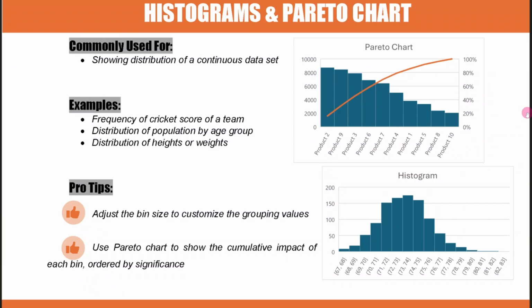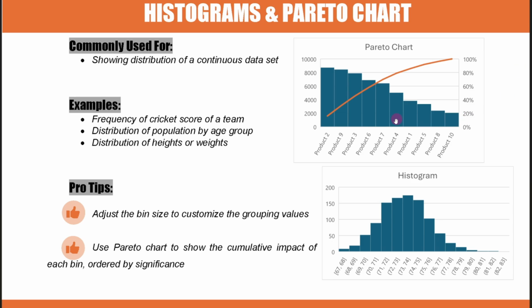In this lecture, we are going to learn about the Pareto chart and histogram chart in Excel. Both the histogram and Pareto charts are very similar when it comes to their application. That is, they are commonly used for showing the distribution of a continuous data set. It helps you look at how your data is spread out. A few examples are the frequency of cricket scores of the Indian team, distribution of population by age group, distribution of heights or weights of a few people, etc.